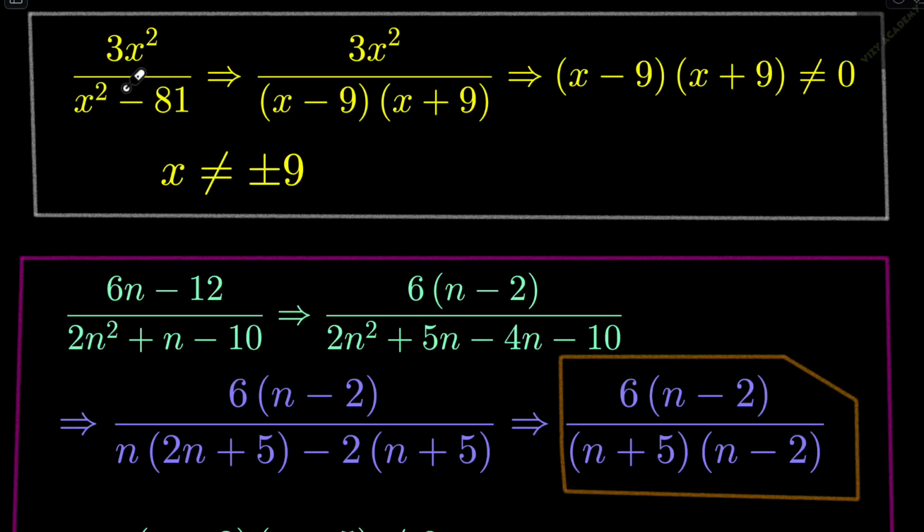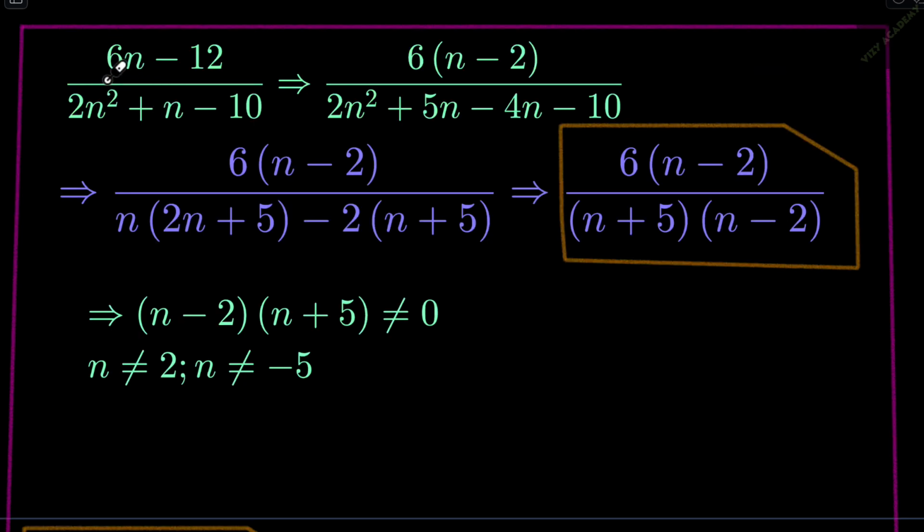Another question here where we are using the difference of squares formula. So 3x square over x square minus 81. This can be changed into x square minus 9 square, which is equivalent to the formula a square minus b square, a minus b times a plus b. So it becomes 3x square over x minus 9 times x plus 9. So x minus 9 and x plus 9 both cannot be equal to 0. So x cannot be equal to 9 and x cannot be equal to negative 9. So we will just put it as x cannot be equal to plus minus 9 here.